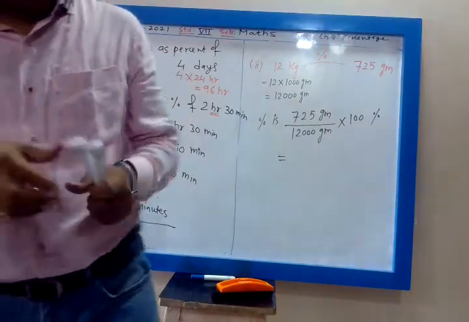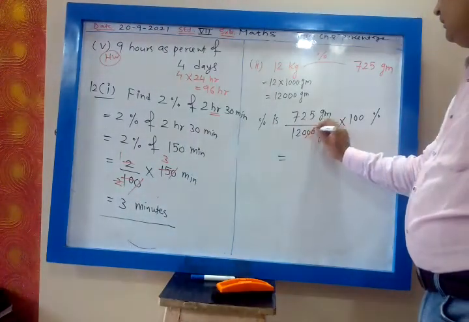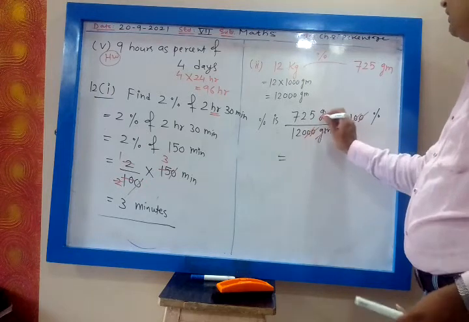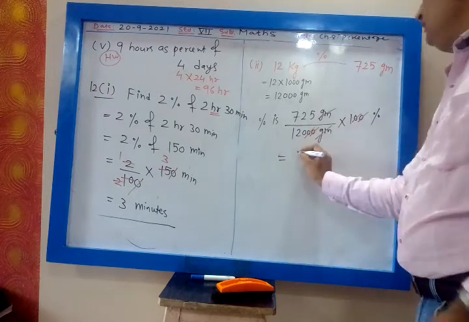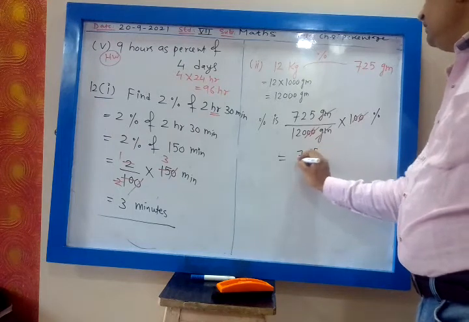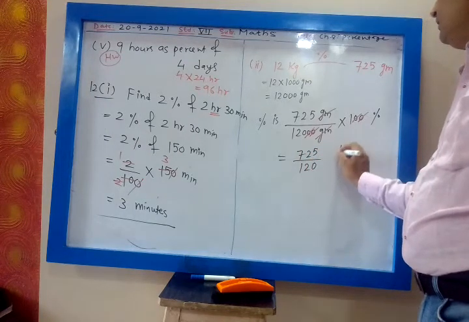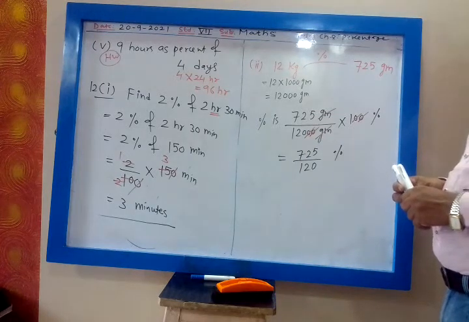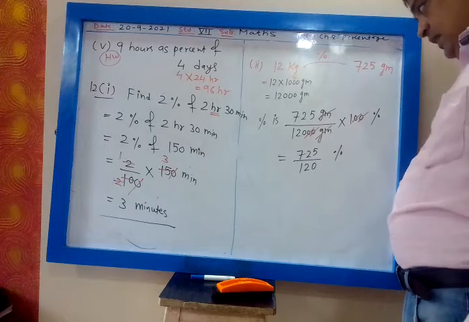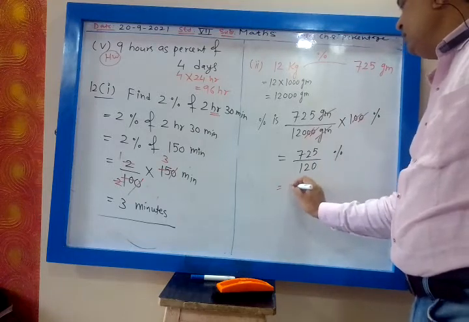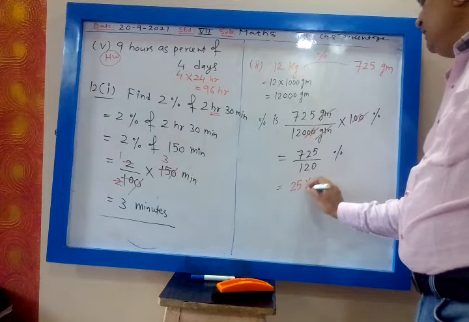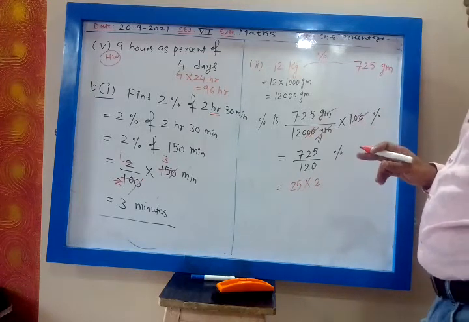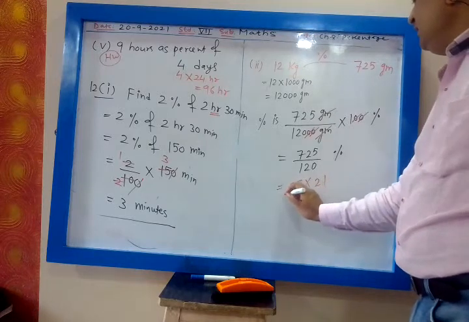Enough. So now 2 zeros get cancelled. 725 upon 120%. Gram gets cancelled. You can cancel 25. You can write 725 as 25 into 29. 25 2s are 50. Then 25 1s are 25.